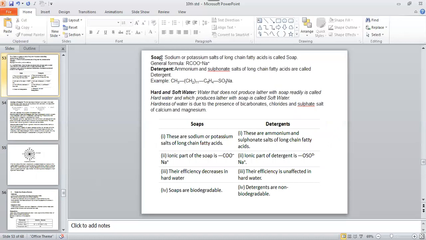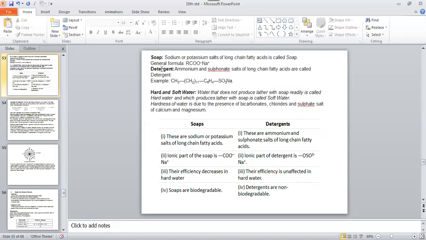So chemically, soaps are sodium or potassium salts of long chain fatty acids. These are called as soaps. What are soaps? These are sodium or potassium salts of long chain fatty acids. General formula for soap is RCOONa. Here RCOO is negative part and Na plus is a positive part.